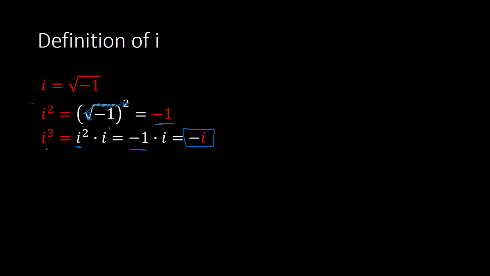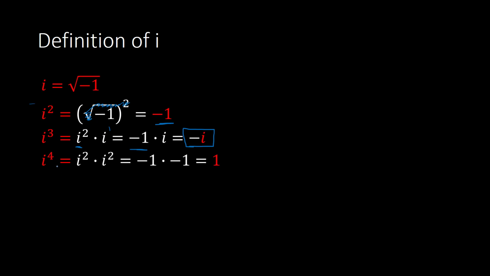Now if we continue this, i to the fourth power, we can break i to the fourth power up as a product of i squared times i squared. Well, we already said i squared is -1. So what we have is a -1 times another -1, which would equal a +1. So we can simplify i to the fourth power to equal a +1.